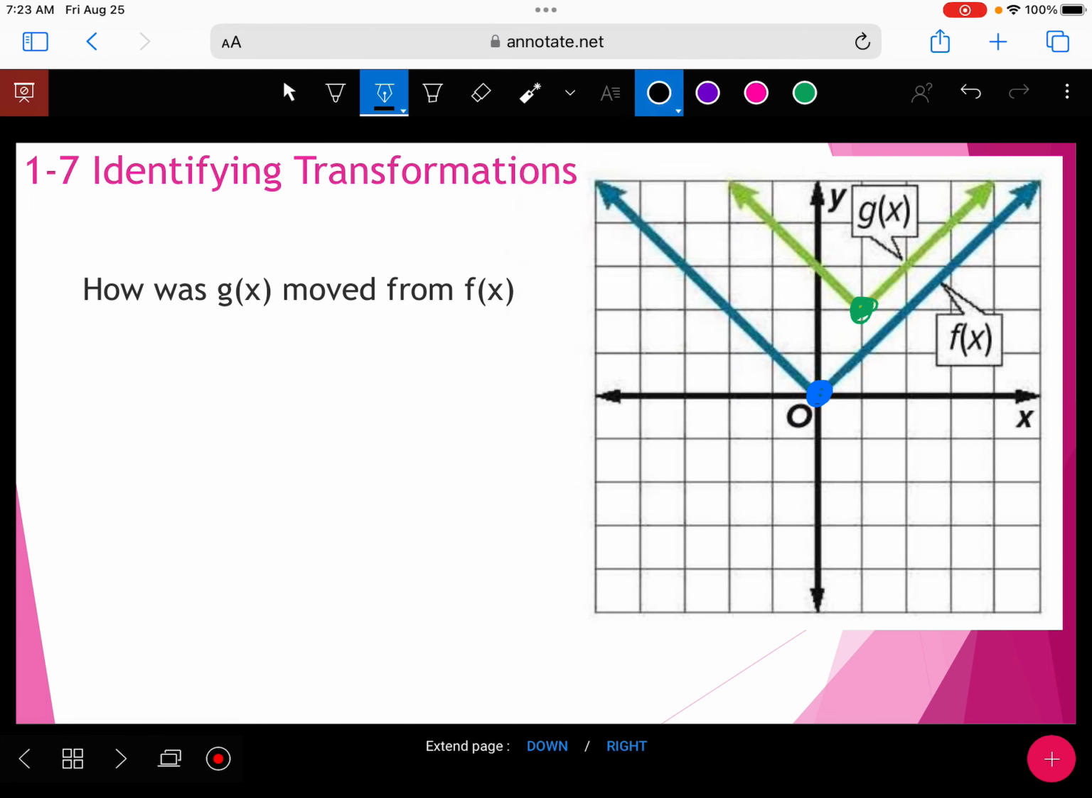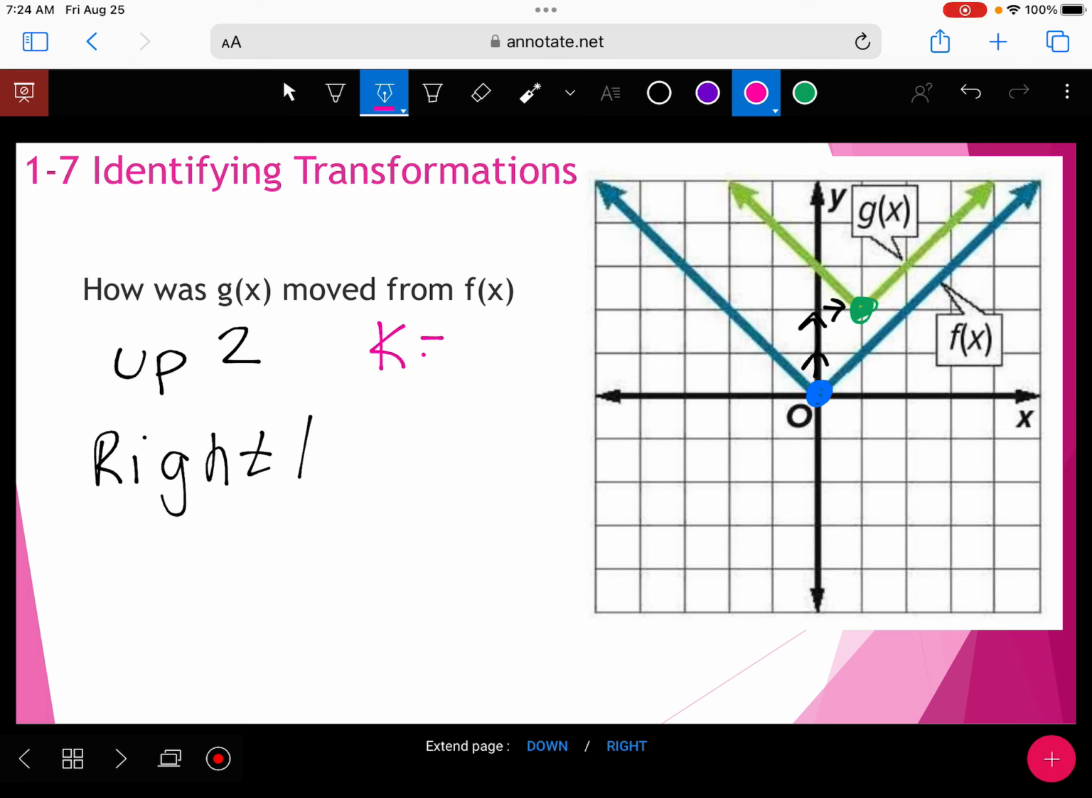Because for my brain on this one, I want to go up first. Up, 1, 2. This one went right 1. Up 2 tells us about which term? H or K? K. So my K is going to be positive 2. How about the right one? H. And my H, since it went right, is going to be positive 1.